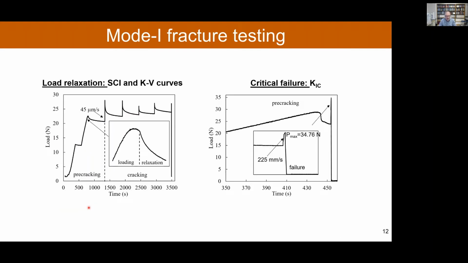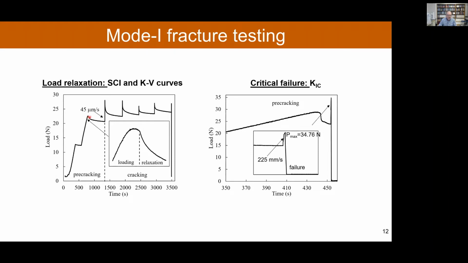So there are two tests here. One is for the critical failure, where we load the sample rapidly. This is time in seconds versus the load in Newtons. And then the little plate fails instantaneously. So we measure that stress, and then we do separate tests where the loading rate is somewhat slower.